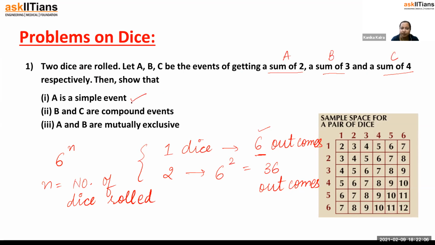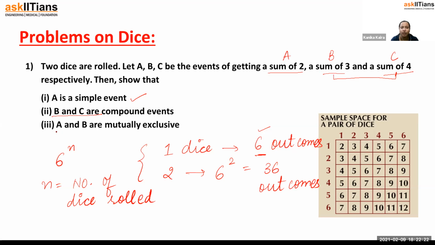A is a simple event. Simple event means you have to simply get a sum of 2. B and C are compound events. If you are talking about this and this both, these are compound events because they are interrelated to each other.